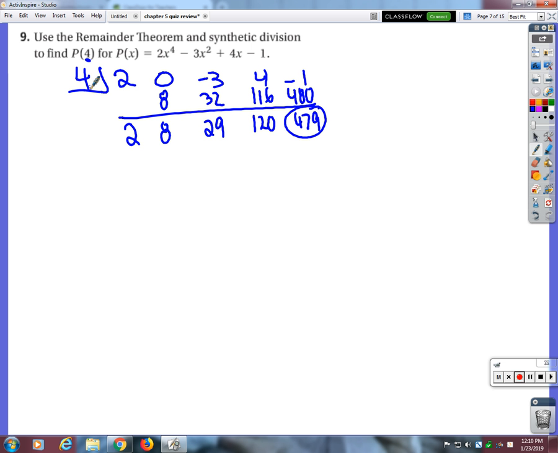If you are unhappy with what I have just done, you can still get this answer the old-fashioned way by just using a calculator, replacing all of the x's with 4s, and you will get 479. Or, here's a fun thing. If you're a little bit concerned about your grade, you could do it both ways. If you get the same answer both times, pretty good chance that's right. But if you get one answer this way and another answer that way, you probably want to check your work.